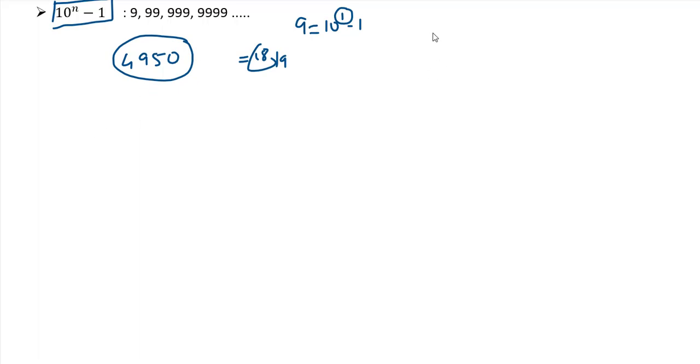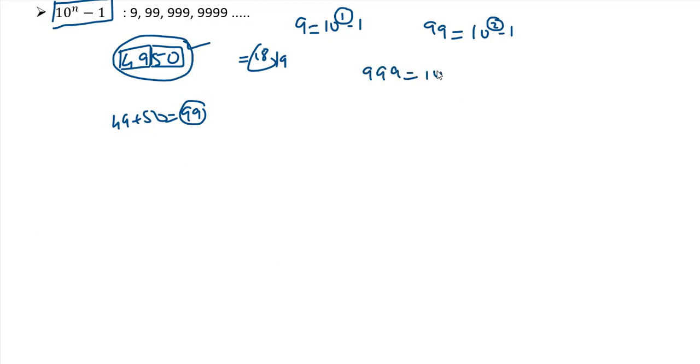But in case of 99, which is of the form 10 squared minus 1, we will take the digital sum by considering 2 digits at a time. So for this example 4950, the digital sum will be 50 plus 49, which will give us 99. Since this digital sum is divisible by 99, we can say that this entire number is divisible by 99 as well. Likewise for 999, which is of the form 10 cubed minus 1, we will take the digital sum by considering 3 digits at a time.